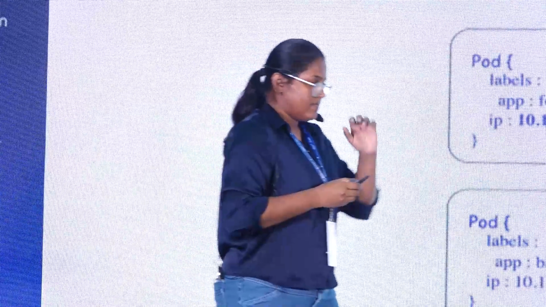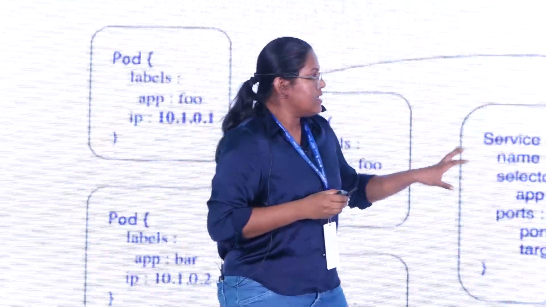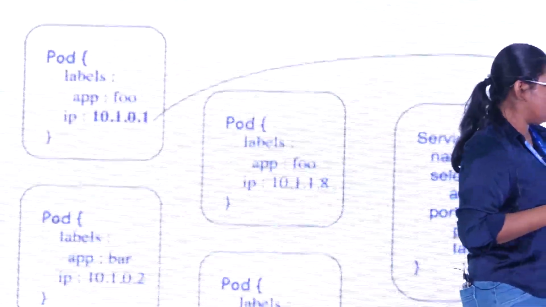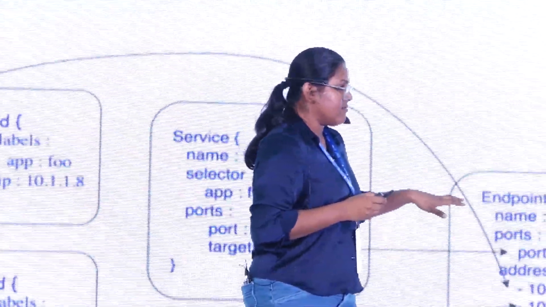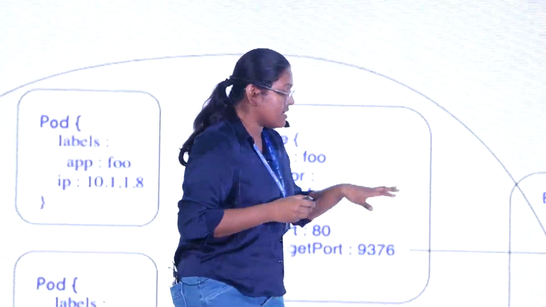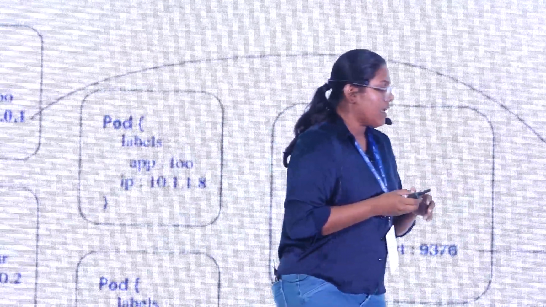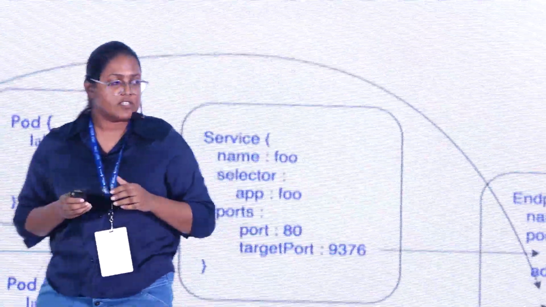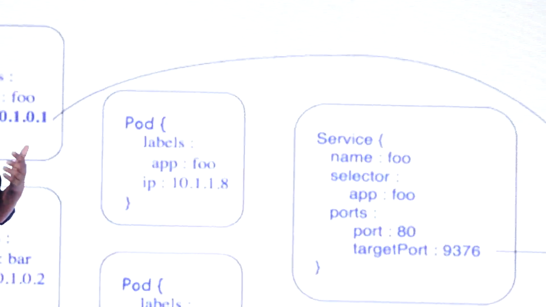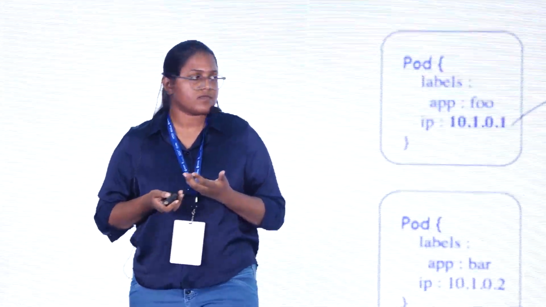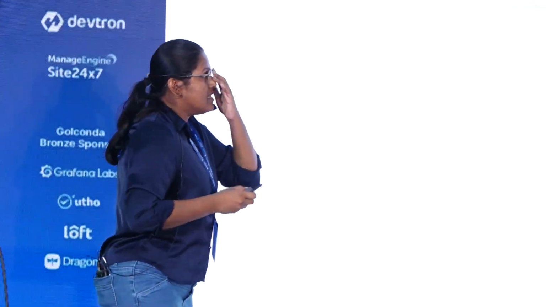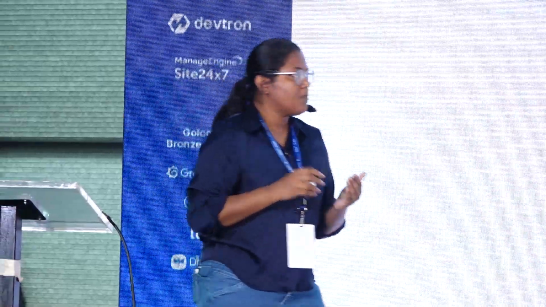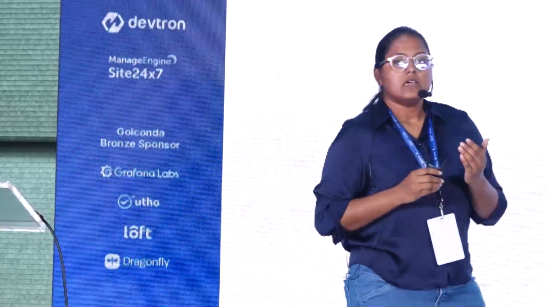So we have the endpoints object. We have the service name there, and also the port on which the service is running, and also we have listed the IP addresses of the pods which match, to which the service is going to route traffic. So these endpoints are used by kube-proxy to create the routing rules.